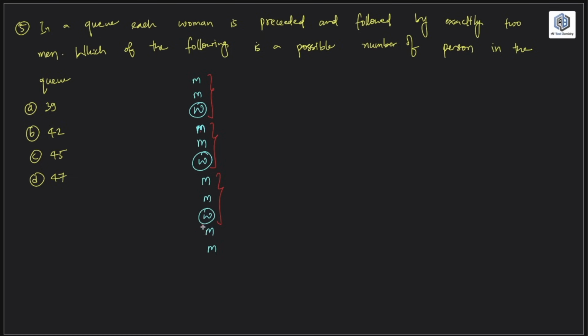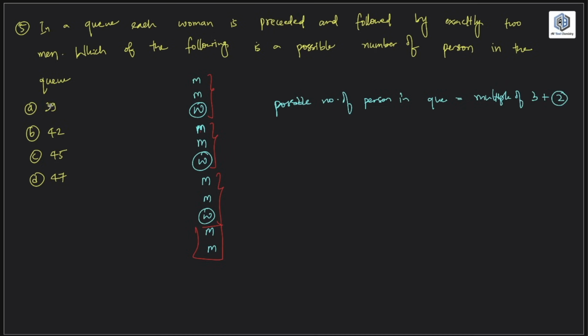So a multiple of 3 and plus 2 more, because to end the queue you need 2 men at the end, so that the queue ends. So basically the possible number of persons in the queue should be some multiple of 3 plus 2 more, meaning 2 for these 2 men which are going to end the queue.